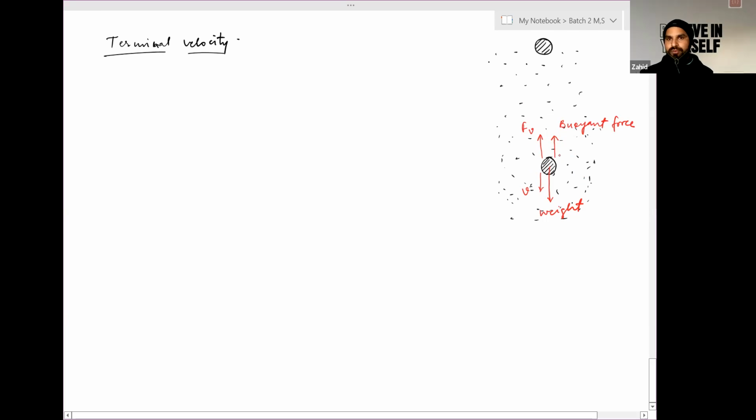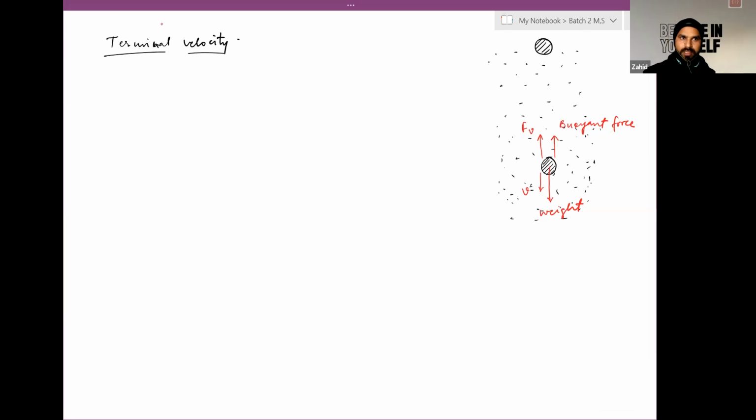So in general, this particular object in this viscous medium is capable of experiencing these forces. And if the net force acting on this body at this instant becomes zero, then it will move with some constant velocity in this viscous medium. That constant velocity with which a body moves in a viscous medium is called terminal velocity. Is it clear? Let me explain again.